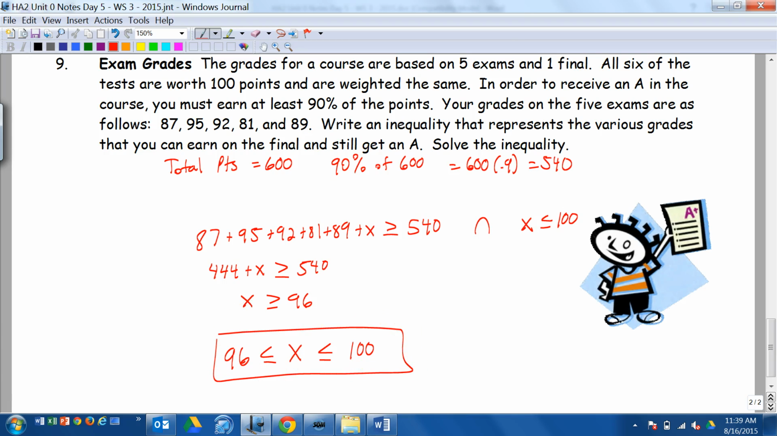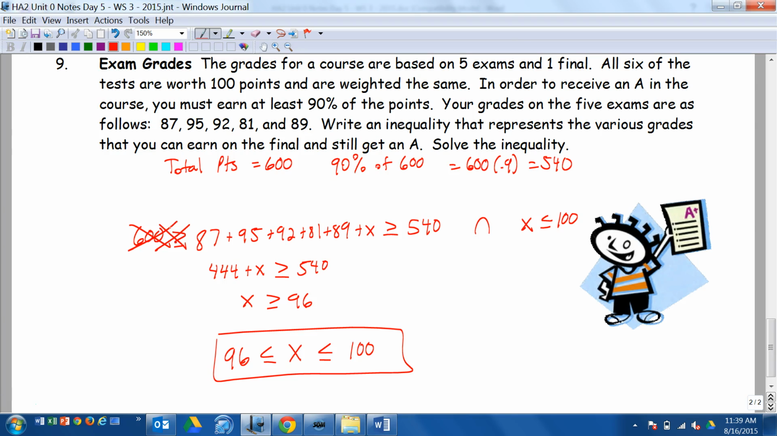Okay? That's just how I did it piece by piece. You can set it up and say that all these added up have to be less than or equal to 600, and you get the exact same thing. Anyway, just deal with the 100 as a separate piece because it's just another thing you have to worry about.